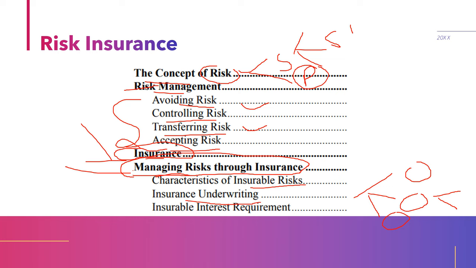Now the last point in the risk insurance chapter is the insurable interest requirement. Insurable interest is about who can take the insurance. A person can take insurance only if you have insurable interest. So I can take insurance on my father, mother, wife, my son. That is insurable interest. Now we'll move to the next chapter.